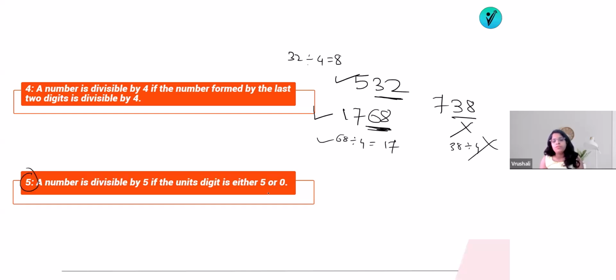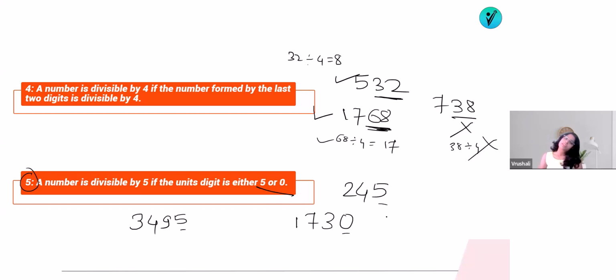For 5, if your unit digit is 5 or 0, it will be divisible by 5. You can take any number, like 245, 1730, or 3495. You can see the unit digit is a 5 or 0, so it is divisible. If I take a number, suppose 7231, the unit digit is 1. It is neither 0 nor 5, so this won't be divisible. That's it. Simple. Okay, now we will do the next one.